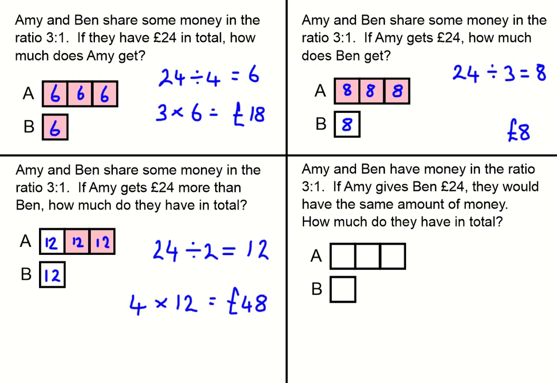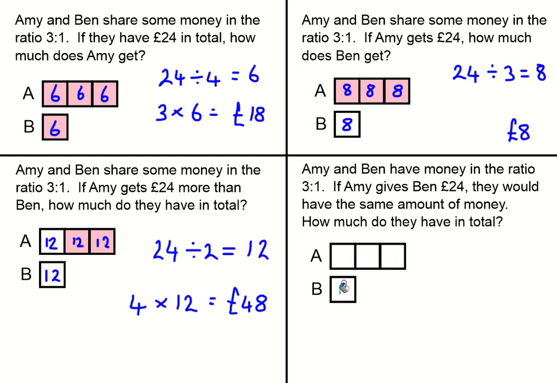And finally, Amy and Ben have money in the ratio 3:1. If Amy gives Ben £24, they would have the same amount of money. How much do they have in total? So Amy's got 3 blocks, Ben has got 1 block, and Amy's going to give some of her money to Ben, and they're going to end up with the same amount.